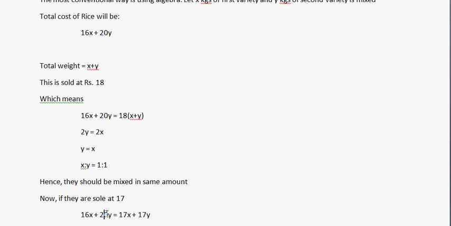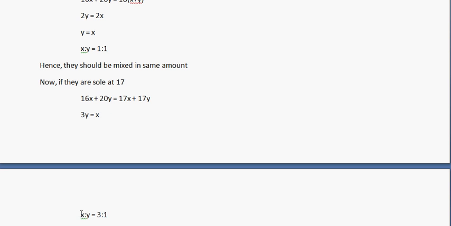Now let's go to the second part, which says he wants the resultant to be at 17 rupees. Using this logic, it becomes 16x plus 20y is equal to 17x plus 17y, which means x ratio y is 3:1. So if he mixes 3 kgs of x, he has to take just 1 kg of y, so that the resultant becomes rupees 17 per kg.